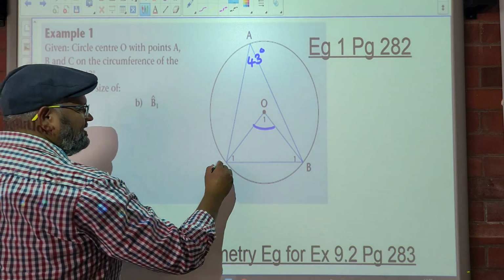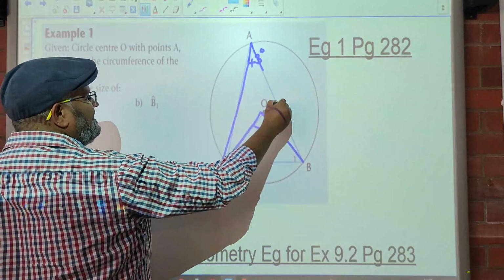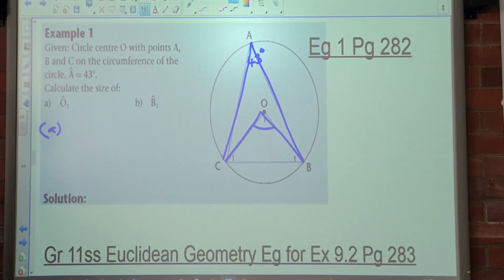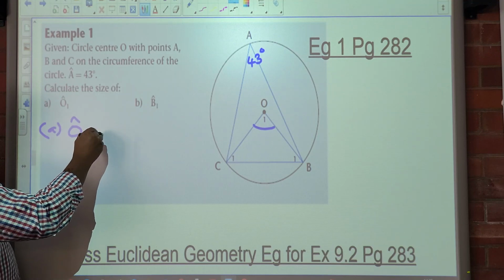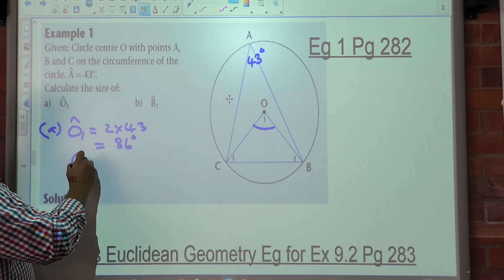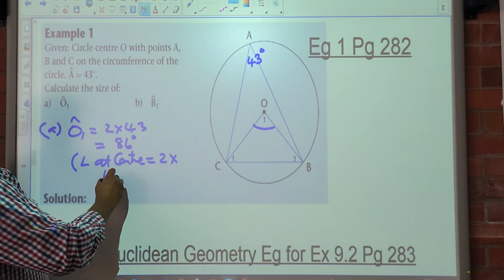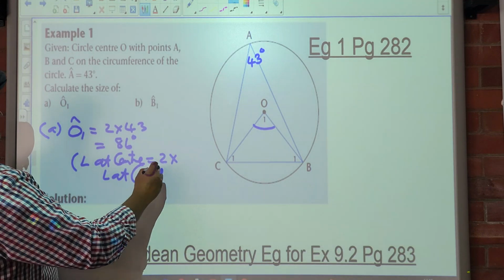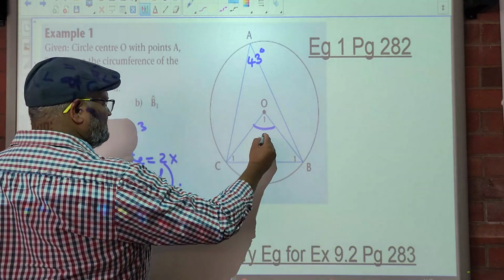Twice 43. Why? Because the angle at center, you see this arc here, CB, is subtending the angle at circumference. Can you see that, people? So what do we say? Angle O1 is going to be 2 times 43, which is 86. And the reason there is angle at center is equal to 2 times angle at circumference. Okay. Is there any confusion here? That is 86 degrees.